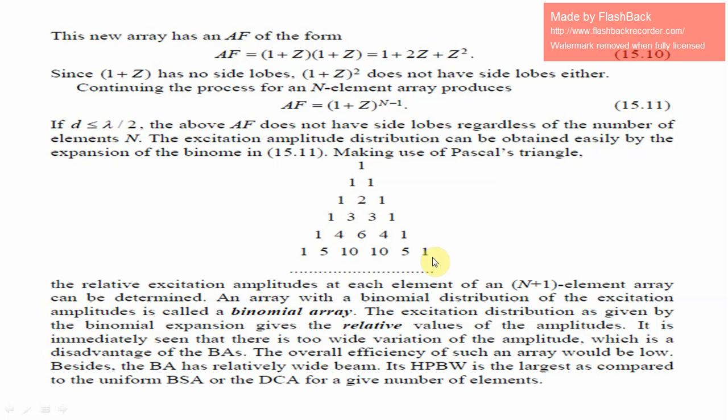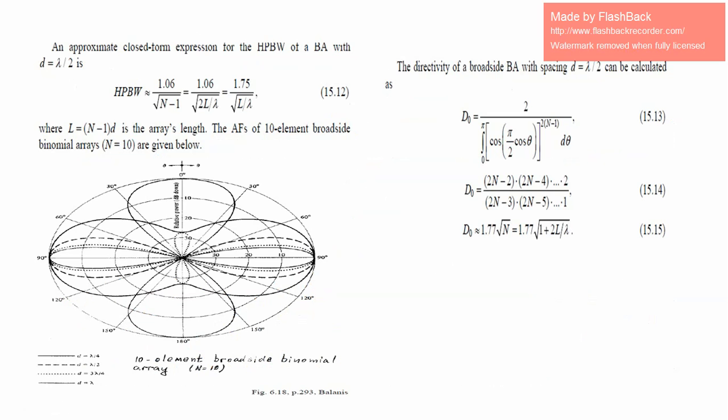And these are the relative excitation amplitudes for each element of the n plus 1 element array. This is the binomial distribution of the excitation amplitude, which is called the binomial array. Okay, then here we have to find out the radiation pattern and the directivity.